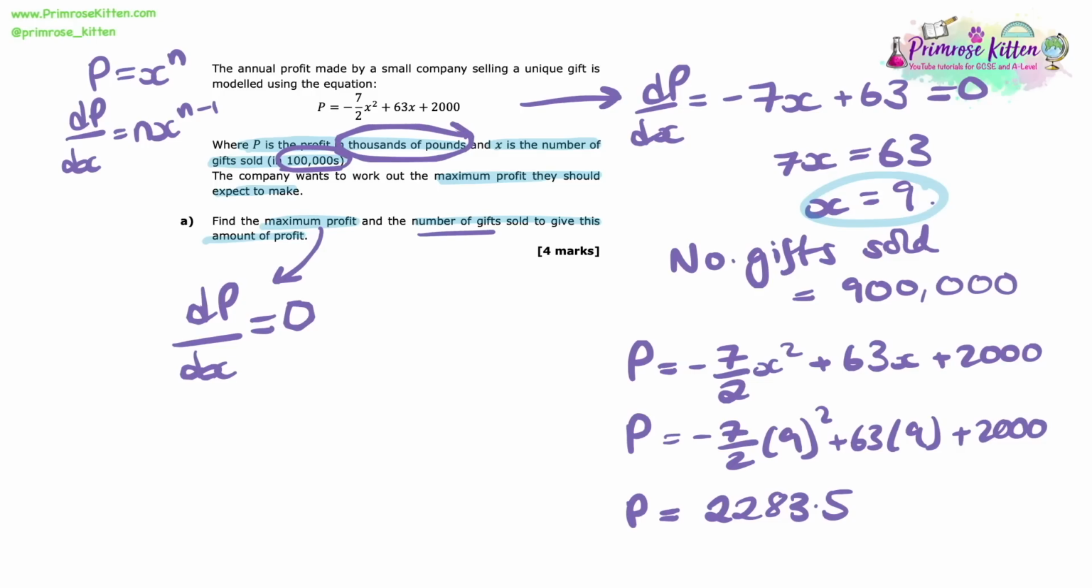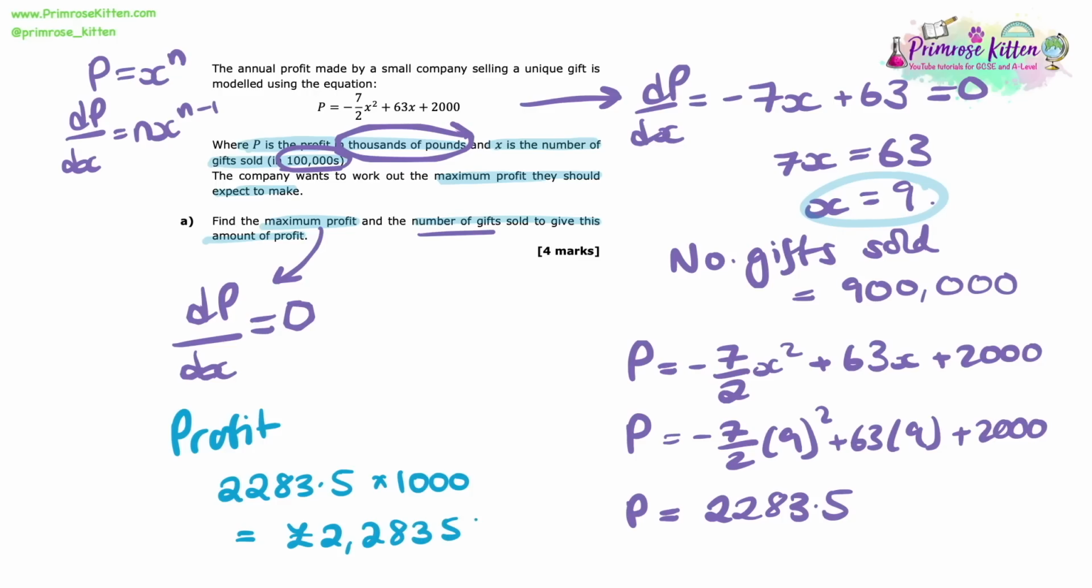However, looking at this, we know that profit is in thousands of pounds. So that means that we need to multiply this P value through by 1,000 to get the profit in pounds. So times it through by 1,000 and we end up getting £2,283,500. And that there is our answer to part A.